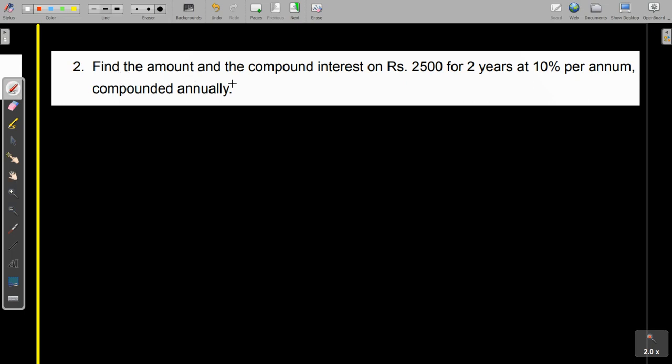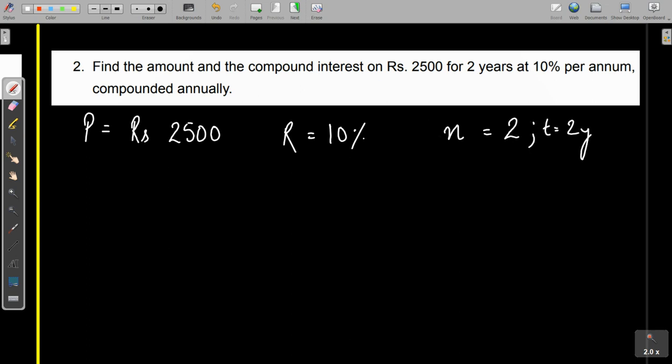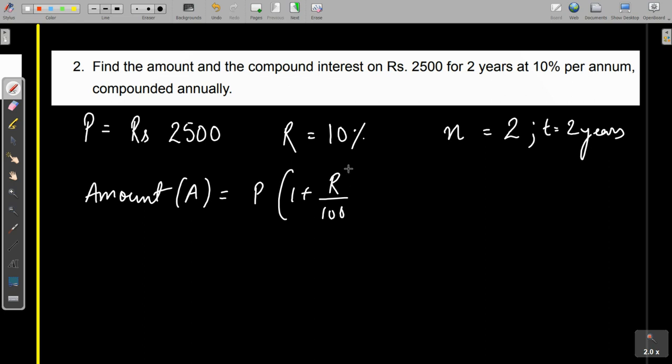So the second question says, find the amount and the compound interest on rupees this much. Okay, again same drill. We write down the principal, which is rupees 2,500. We write down the rate, which is 10% per annum, and then we write down the time as n, which is 2 years. Then we need to find the amount and the compound interest. So amount A can be simply found by using the formula that we have learned. Putting the values, we would get something of this sort.